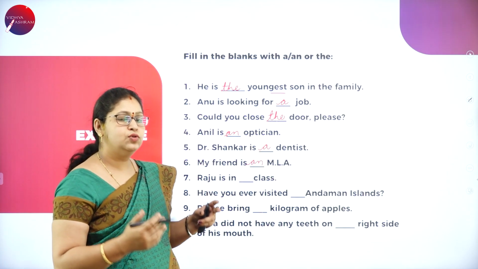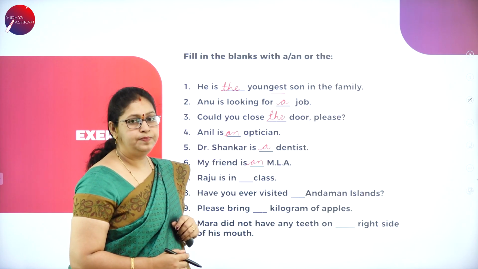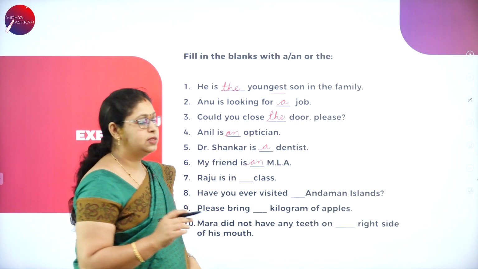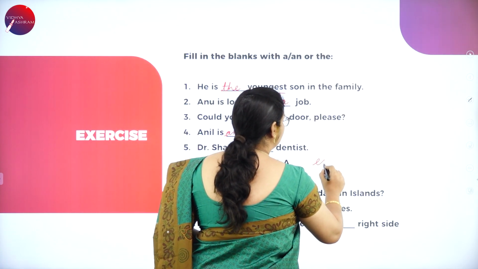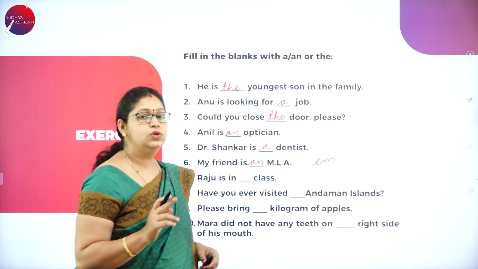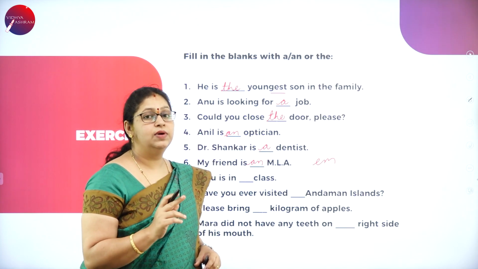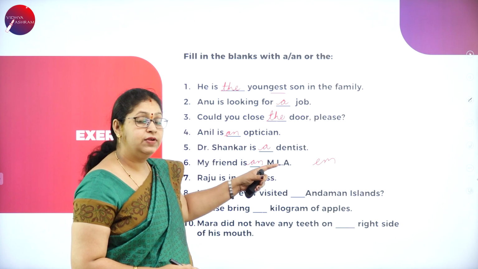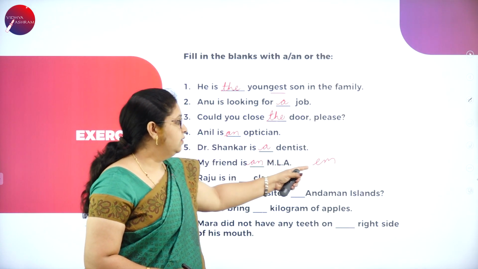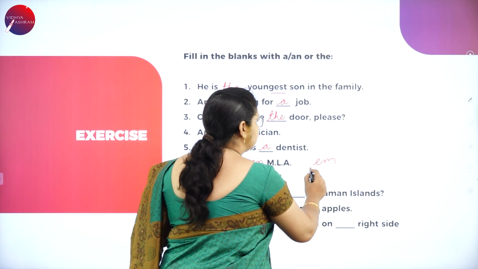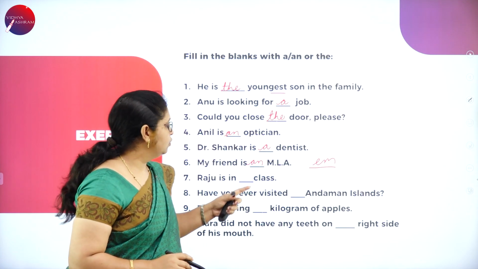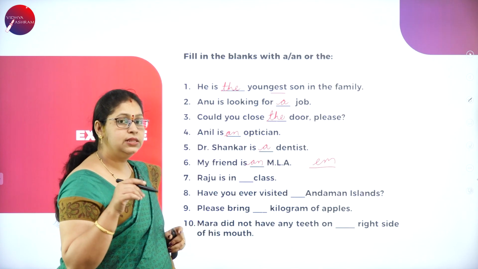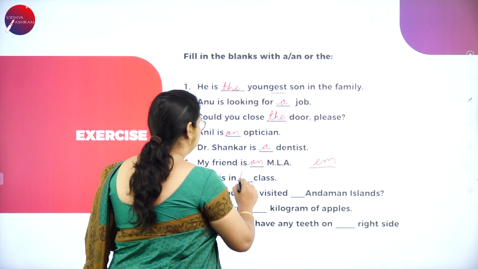Why am I using "an" before M? Because M, we pronounce it as "em". We use the sound of vowel E. So we use "an MLA". If it is singular, then we pronounce it as "em". So we use "an". Raju is in the class.